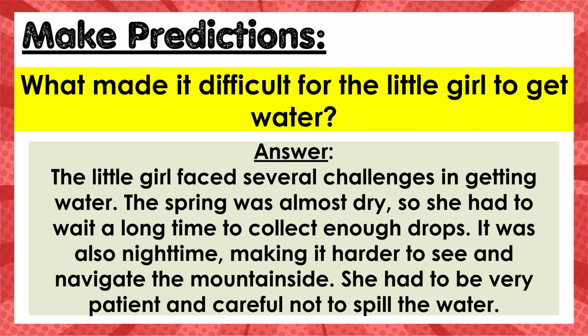What made it difficult for the little girl to get water? Answer: the little girl faced several challenges in getting water. The spring was almost dry, so she had to wait a long time to collect enough drops. It was also night time, making it harder to see and navigate the mountainside. She had to be very patient and careful not to spill the water.